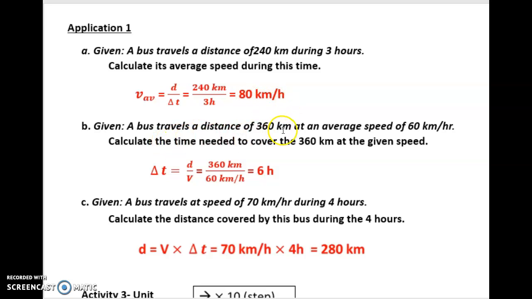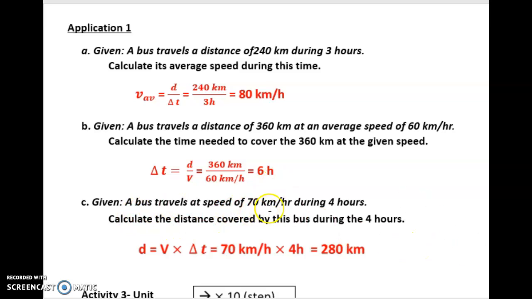Now the bus travels a distance of 360 kilometers at an average speed of 60 kilometers per hour. So we're given the distance and the speed. We should calculate the time. Referring to this original formula v equals d over delta t, we can say that delta t over 1 is d over v. So delta t is equal to d over v as shown here, and the result is 6 hours.